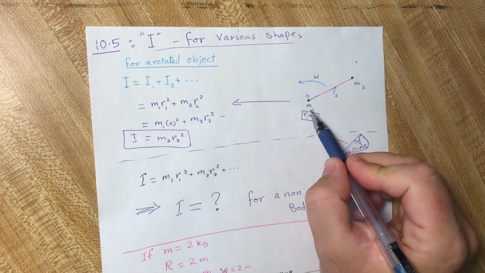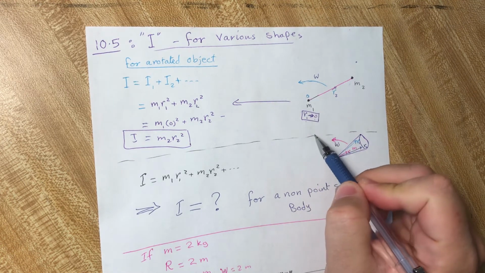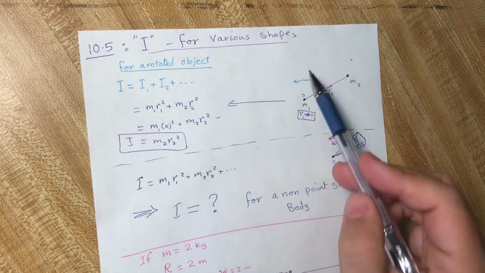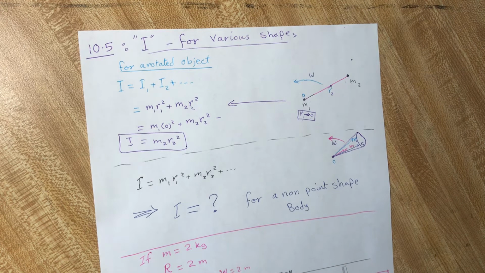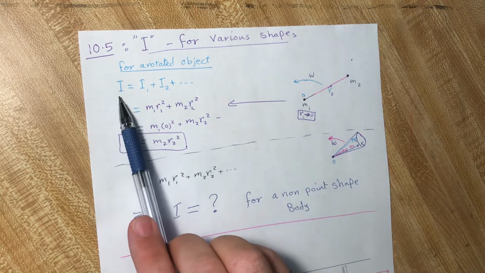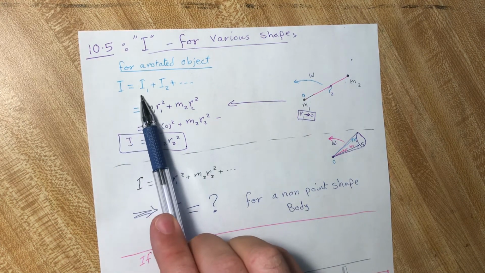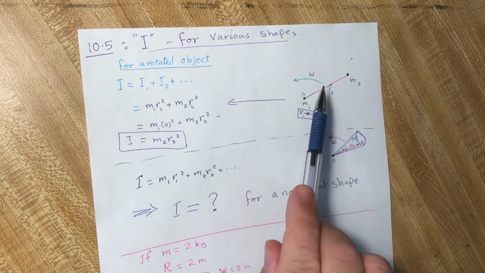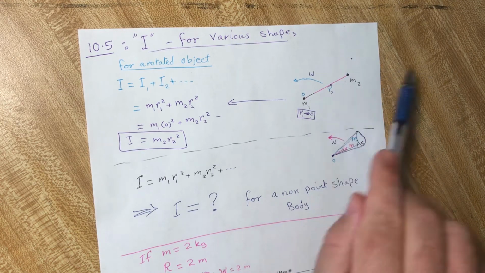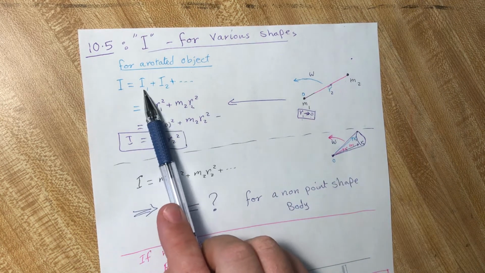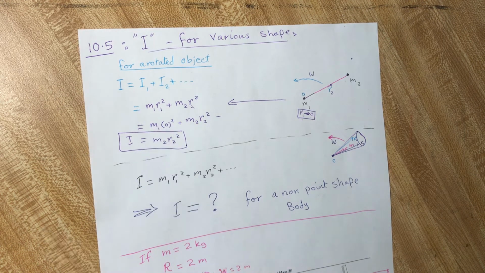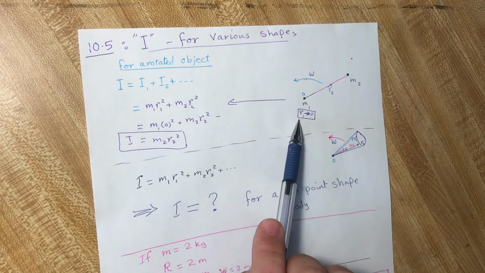We have mass 1 with r1 equal to 0, and mass 2 with position r2. And this system is rotating. Now to find the total moment of inertia, I is equal to the moment of inertia for the first body, plus the moment of inertia of the second body, plus the third body, fourth body, if they exist. And the moment of inertia in general, as we said before, is the mass multiplied by r squared for a point mass. But r1 is 0.